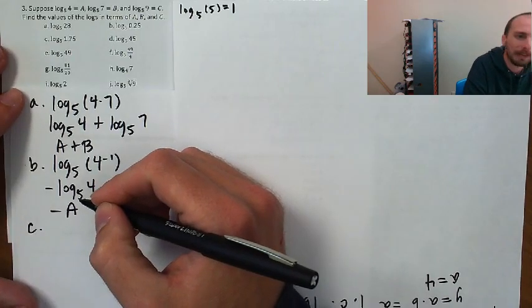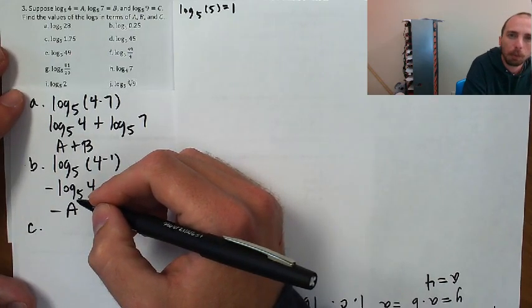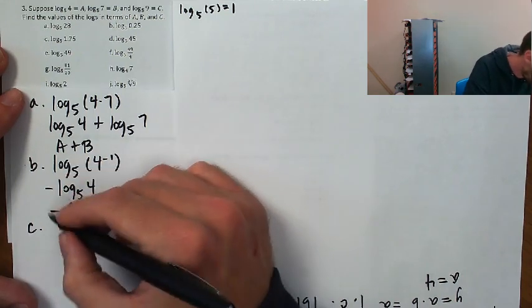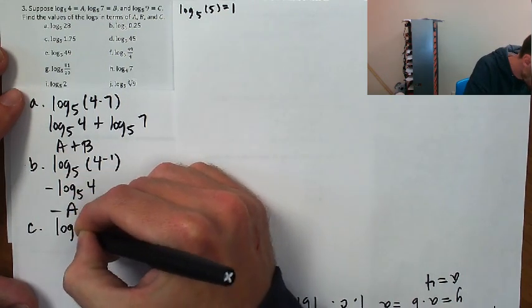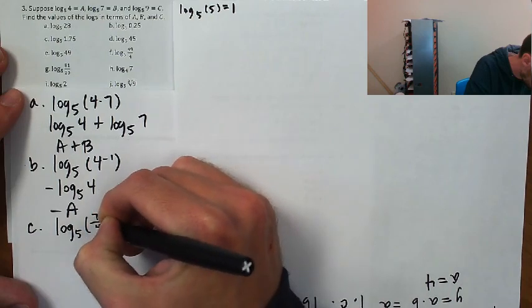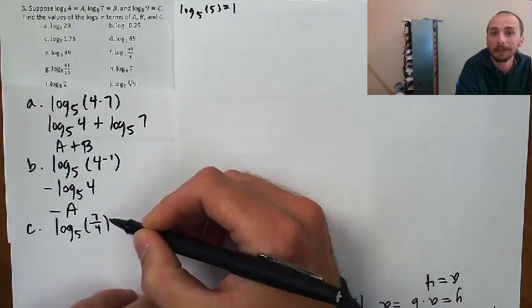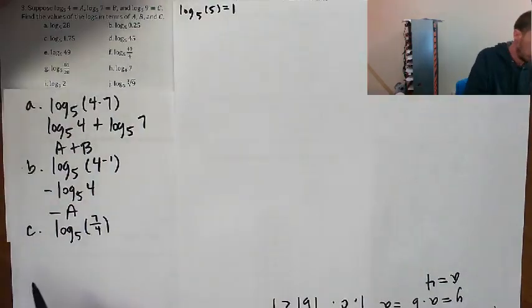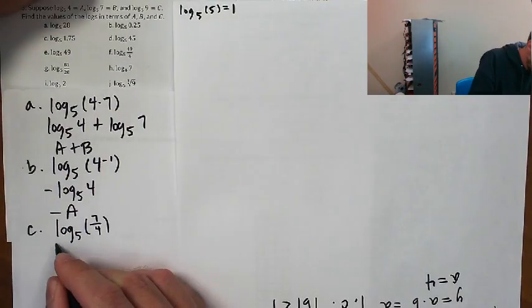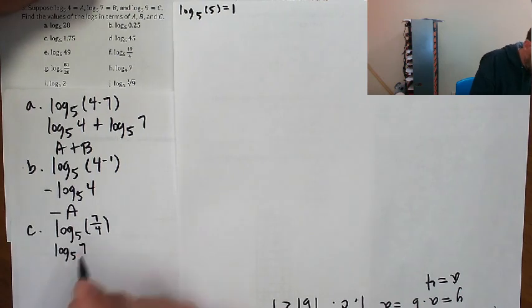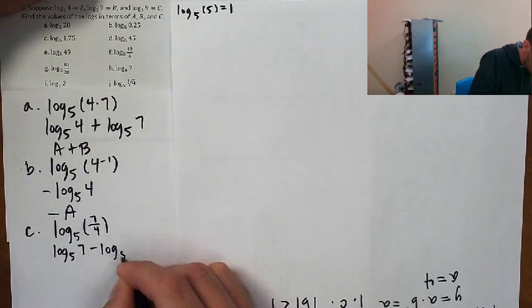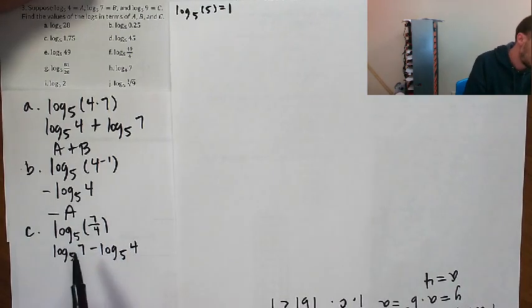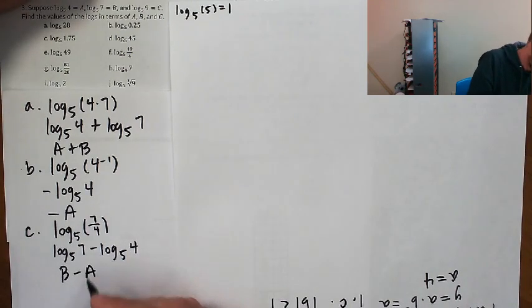Log base 5 of 1.75. 1.75 is 1 3/4, so that would be 7 divided by 4. Okay. I've got division on the inside of my log. I'm going to rewrite that as a difference of 2 logs. Log base 5 of 7 minus log base 5 of 4. And log base 5 of 7 is B. Log base 5 of 4 is A. This will be B minus A.